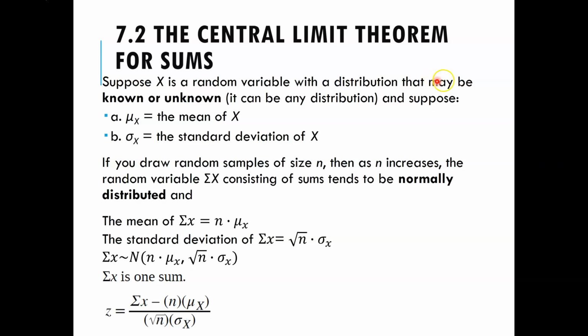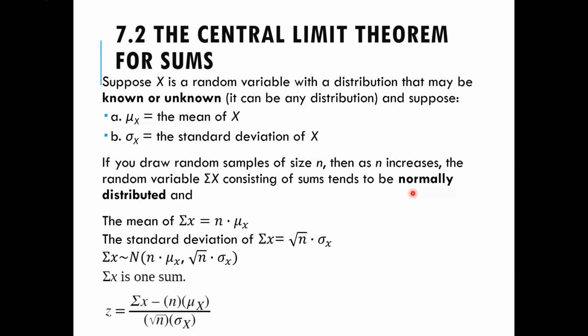So suppose that x is a random variable with a distribution that may be known or unknown. Again, it might be normal, it might be uniform, it might be something else. And suppose that we still have our population mean and our population standard deviation. If you draw random samples of size n, then just like before, as n increases, the random variable consisting of the sums of those x values would also tend to be normally distributed. So instead of finding the average of your samples, you would find the sum of your samples.